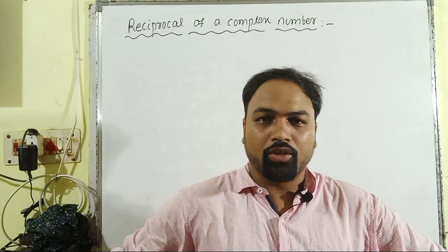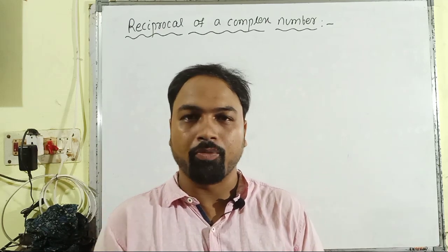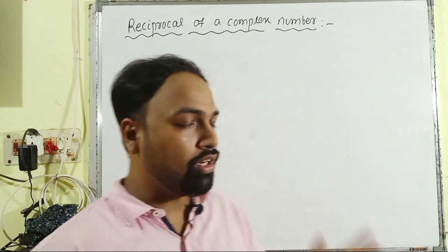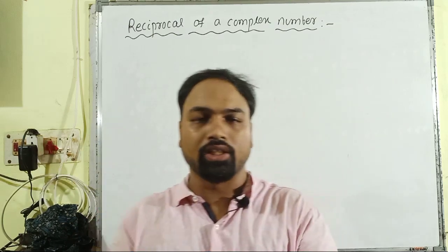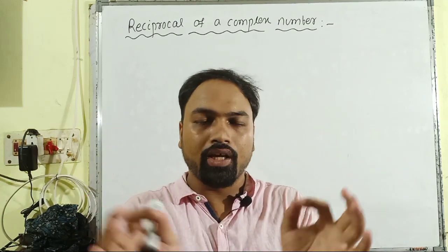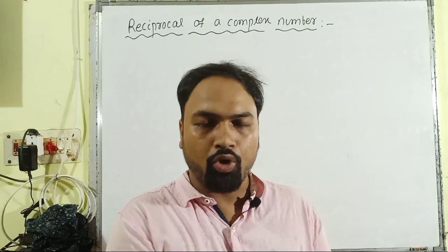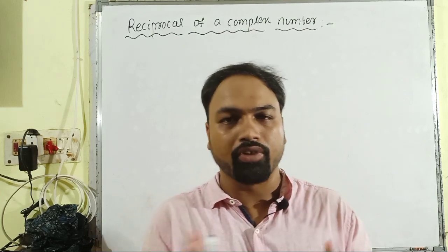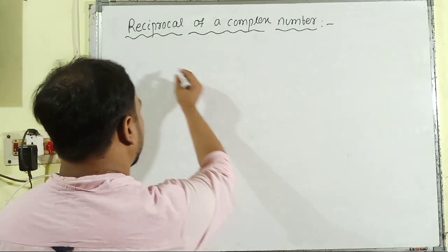In this particular session we are going to discuss the reciprocal of a complex number and also some of the problems based upon the algebra of a complex number. So let us start from the reciprocal of a complex number. First of all, the definition of reciprocal says that it is totally equal to the multiplicative inverse of a complex number. That means the reciprocal of a complex number is equal to the multiplicative inverse of that complex number. So let us go through the reciprocal of a complex number.